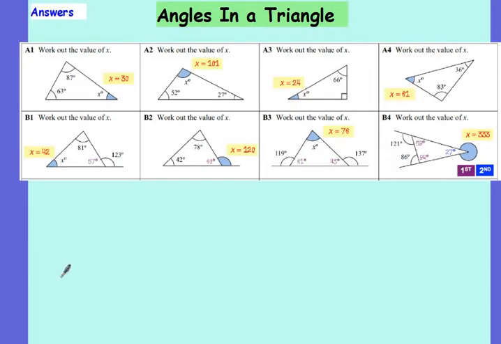And these are the answers. Please check how you did. For these last ones, you need to know that the angles on a straight line add up to 180 and the angles round a point add up to 360.